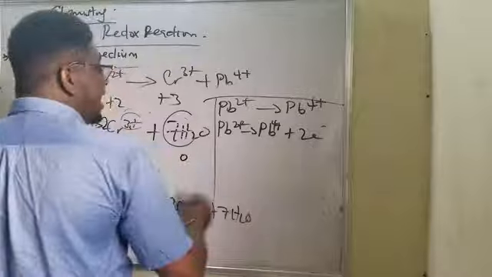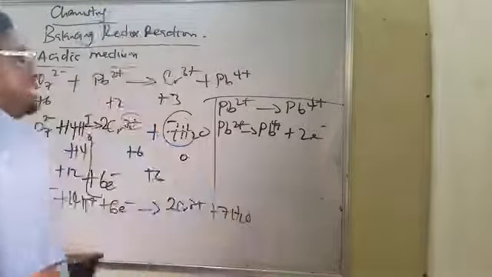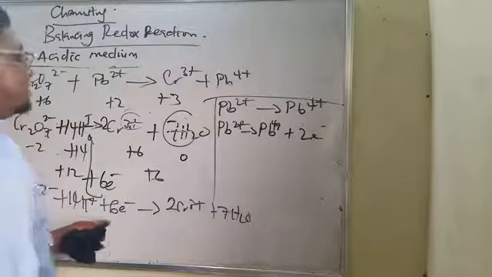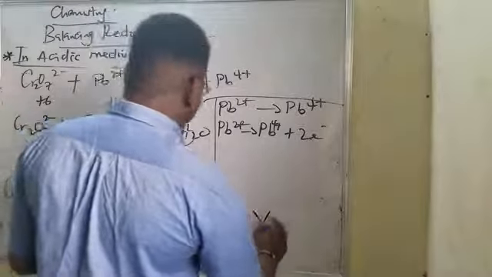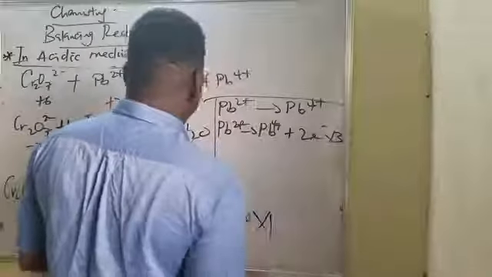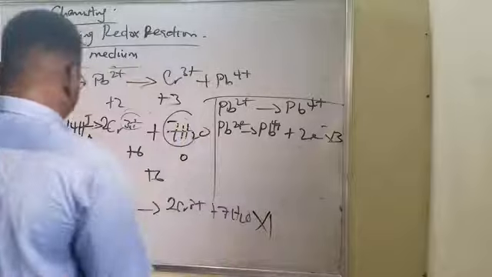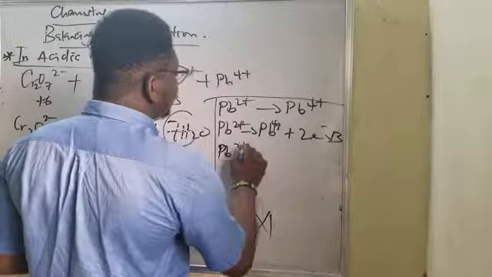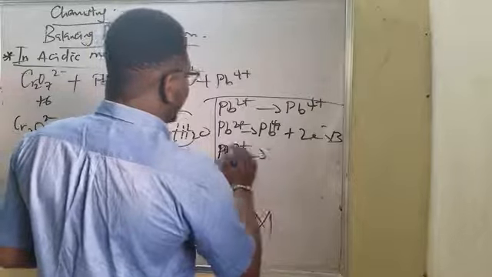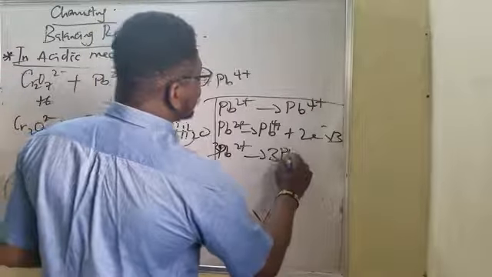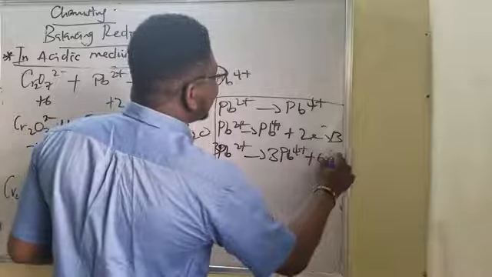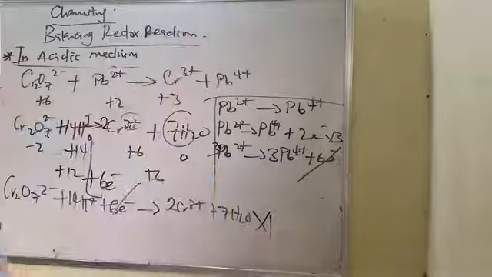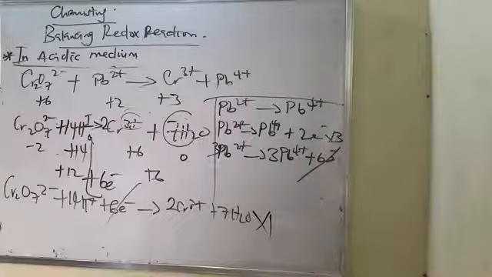Now this is 2 and this is 3. I need to eliminate them by balancing them. So it's better I multiply this by 1 and this by 3. If I do that, all of this remains the same. 6 electrons remain, but this changes to 3Pb2 plus to 3Pb4 plus plus 6 electrons. Now this can cancel this. Then the last thing that is left is for us to combine the equation together.